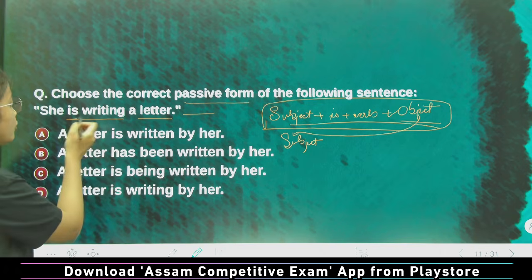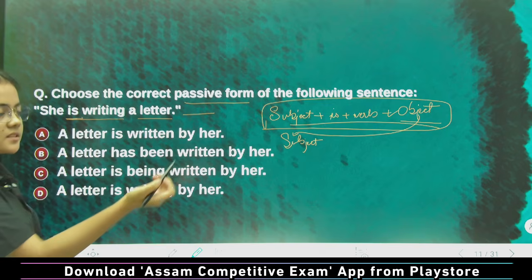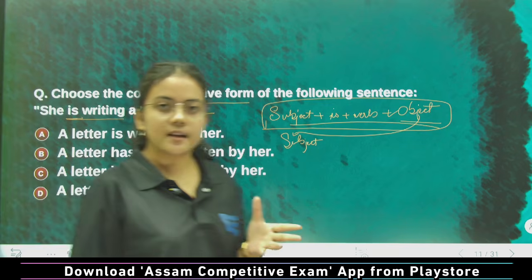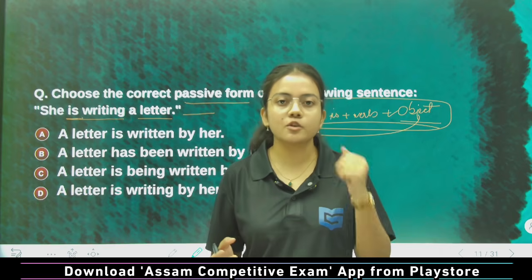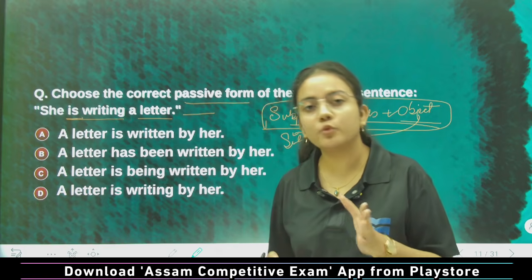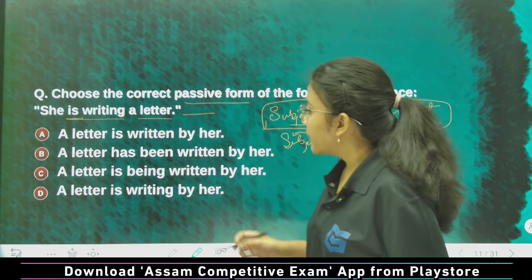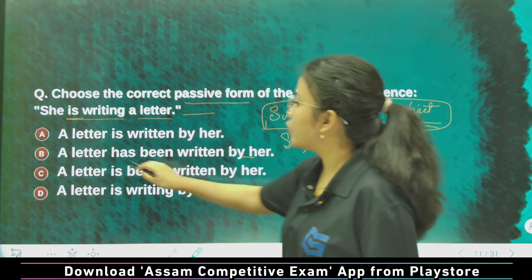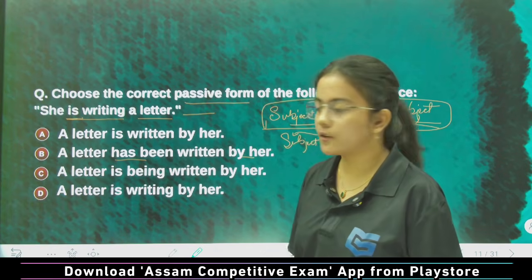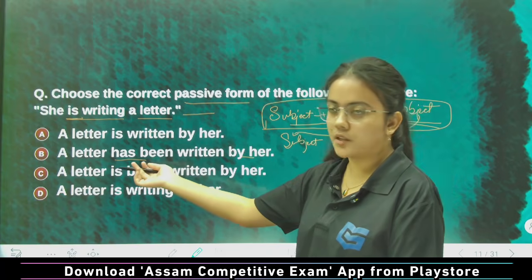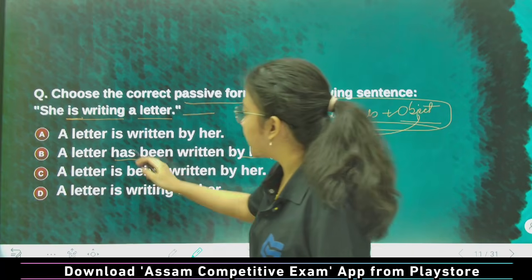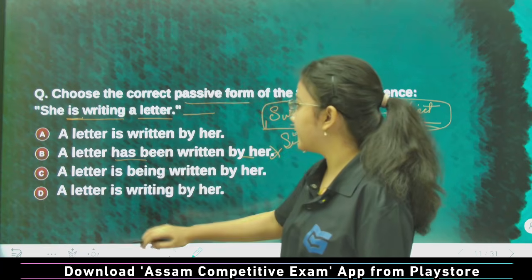Okay, since it is "is" in the active voice, in the passive voice the be verb will remain the same. Since it is "is" in the active voice, in the passive form I will keep the be verb the same, "is". Now option B has been written, so the be verb has been changed, made present perfect, so this is wrong. So option B is not correct. Now what remains is A, C and D.